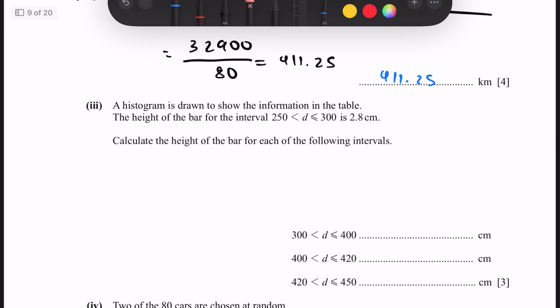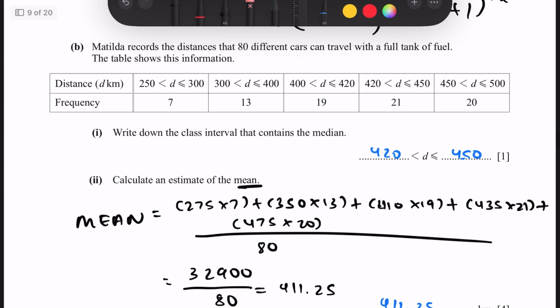A histogram is drawn to show the information in the table. The height of the bar for the interval 250 less than d less than or equal to 300 is 2.8 centimeters. Calculate the height of the bar for each of the following intervals. As you can see, the class difference is different for each of these different values. The class difference is equal to the upper bound minus the lower bound.